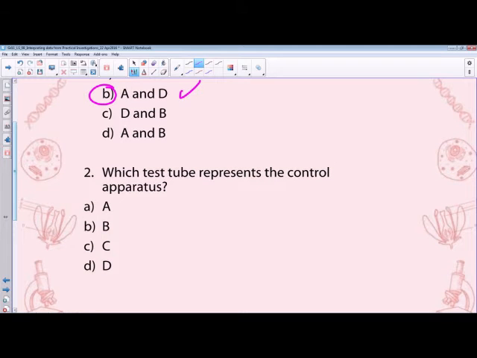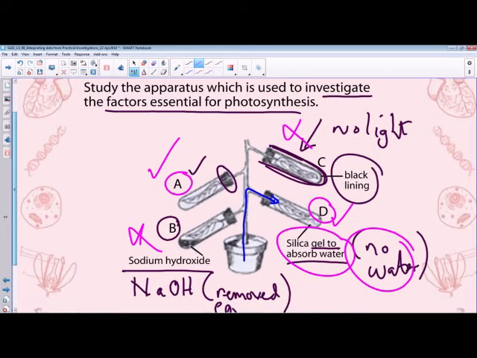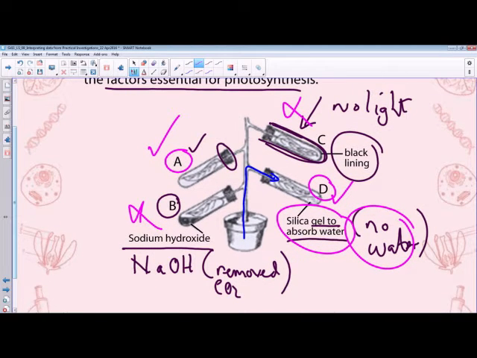Question number 2. Which test tube represents the control apparatus? It's going to go back to that. Which would be the control apparatus in this? And guys, the control for me would be C, as the black lining prevents any light from entering and hence there is no photosynthesis occurring there.